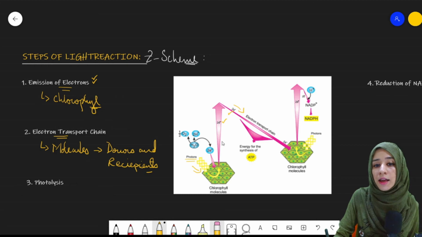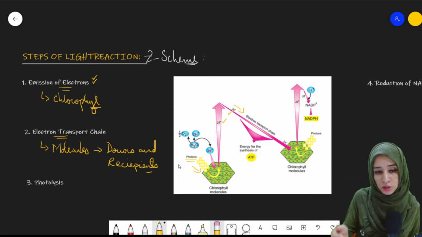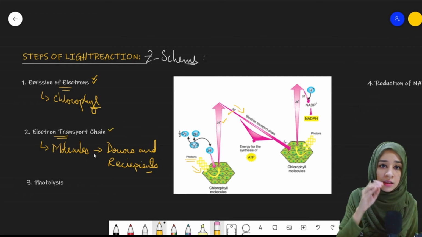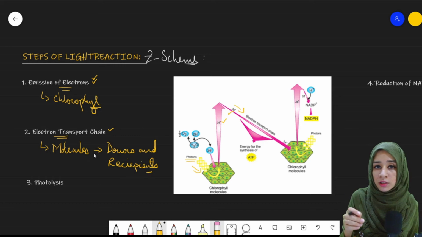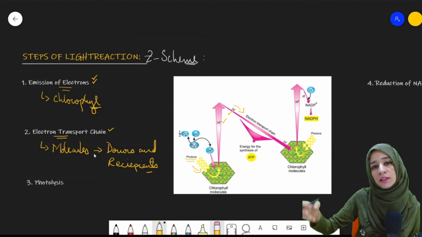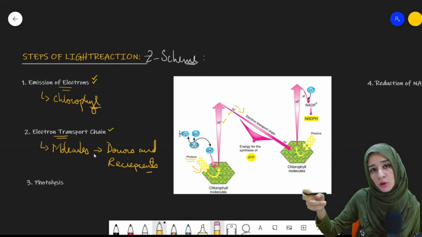Of electrons. It's a chain of molecules, electron transport chain, as you can see from the name, chain. It's a chain of molecules that consists of donors and recipient molecules. And what they will do is receive electrons and then pass them to the donor molecule. And in this way, the electron will move from one molecule to the other. It will jump from one molecule to the other molecule.